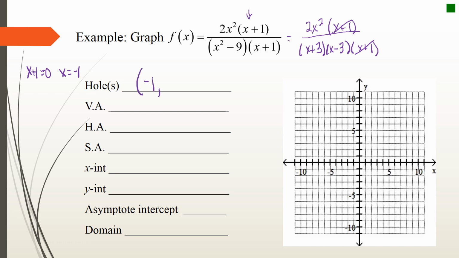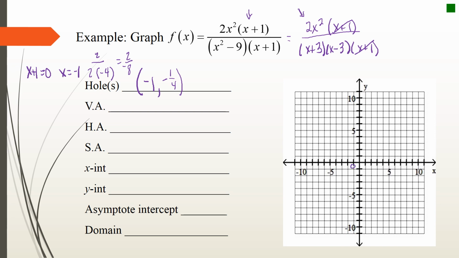And we want to know what that would be. So we're going to put negative 1 in our canceled one, our simplified. So negative 1 squared is 1. 2 times 1 is 2. I'll put that over here in the numerator. Negative 1 plus 3 is 2. And negative 1 minus 3 is negative 4. So 2 over negative 8. So negative 1/4 when simplified is the y coordinate of our hole. So we're going to put a hole at negative 1, negative 1/4, right about here.